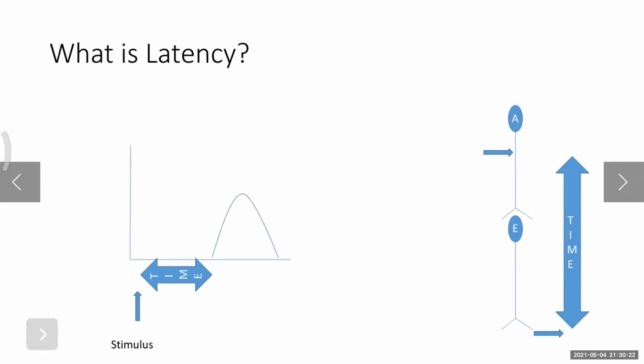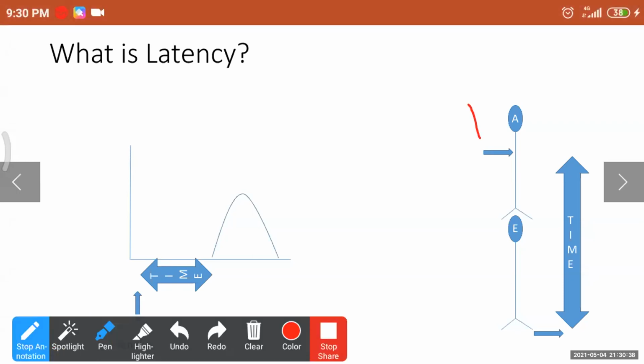So on the left-hand side, you can see the graph. We give a stimulus and there is a time gap, which is called a latency. And what is the reason for the latency? On the right-hand side, you can see that we have a stimulus. In order to cross the reflex pathway, it takes a period of time, and then finally it produces a response. So the time which is required between these is the latency.